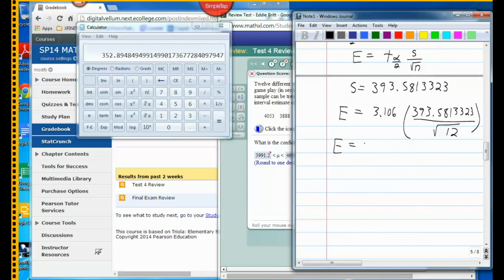I'm going to take it out a few places to try to cut down on any rounding mistakes. So 894.849. That looks good. All right, and so the way that I construct my confidence interval, I'm going to have to use the sample mean, which I don't have yet, plus or minus the margin of error. So I'm going to have to go to that set of data.